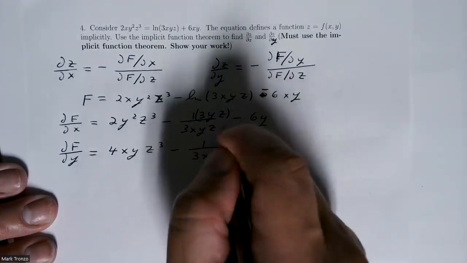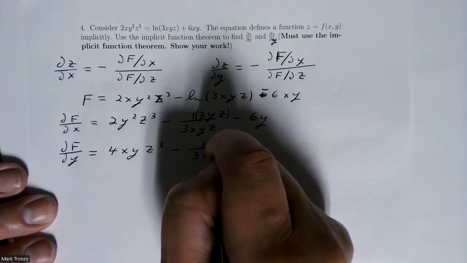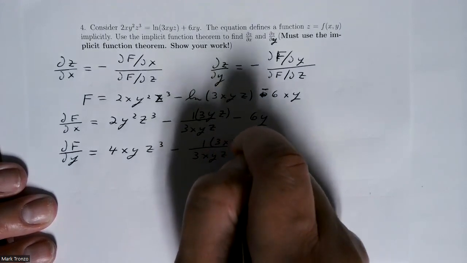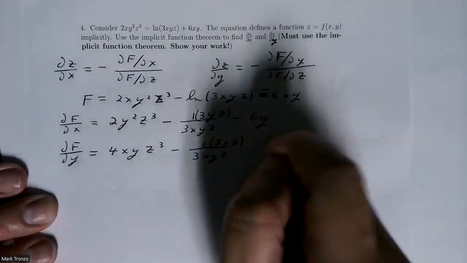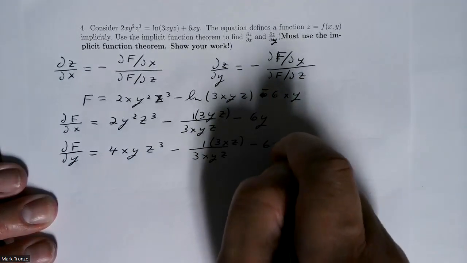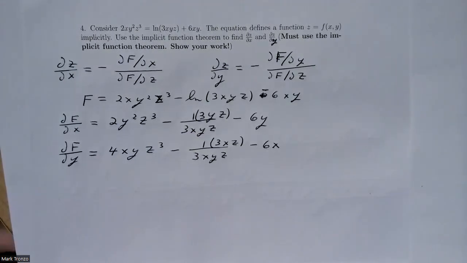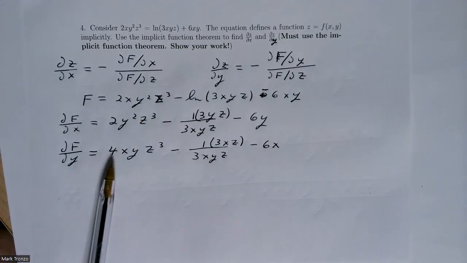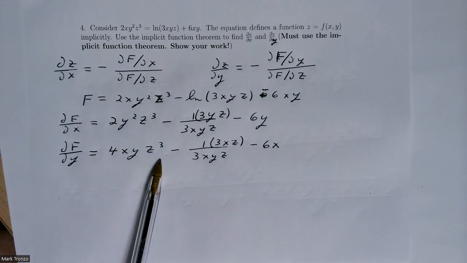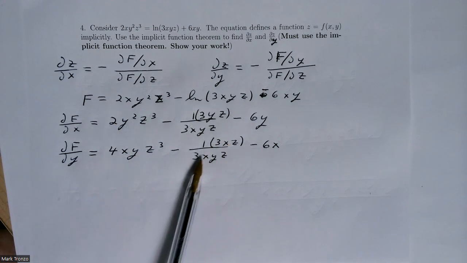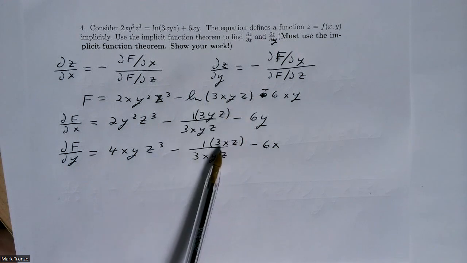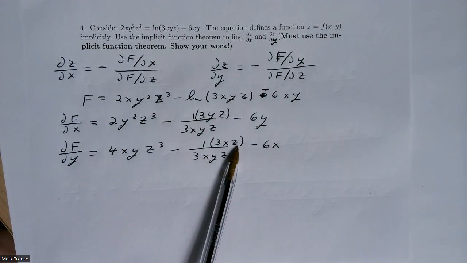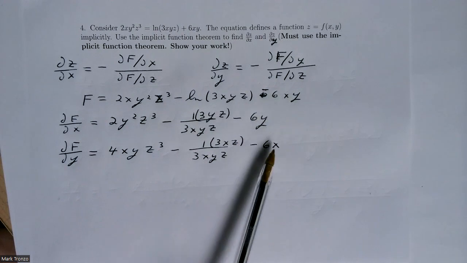So the derivative with respect to y has to be 3xz minus 6x. Again, let's check that. With respect to y, 4xyz cubed, 1 over that times the derivative of the inside, which is 3xz, minus 6x.